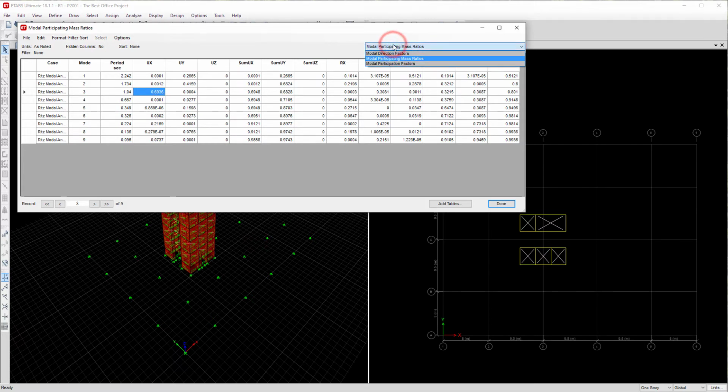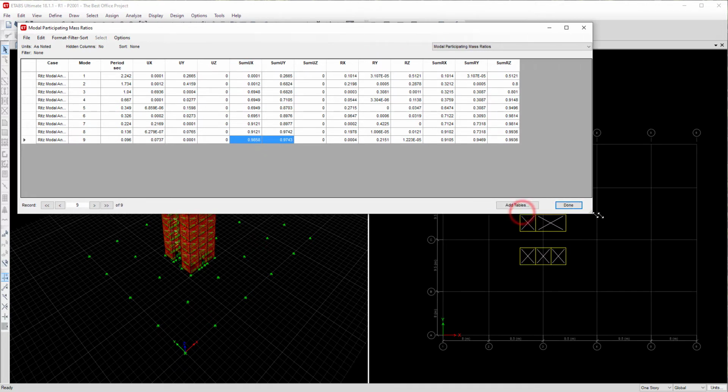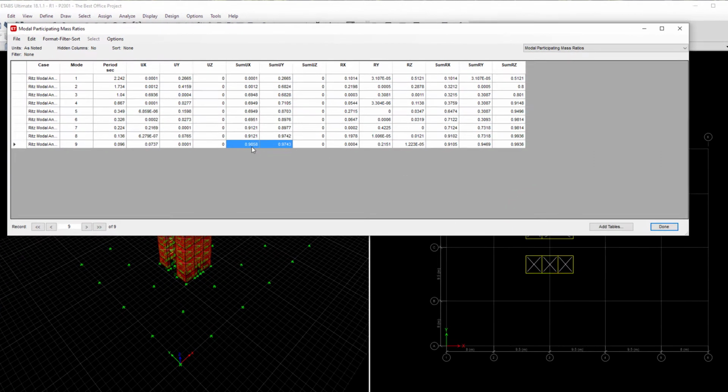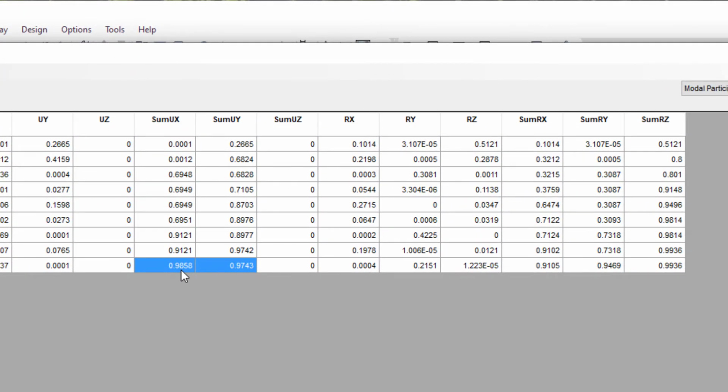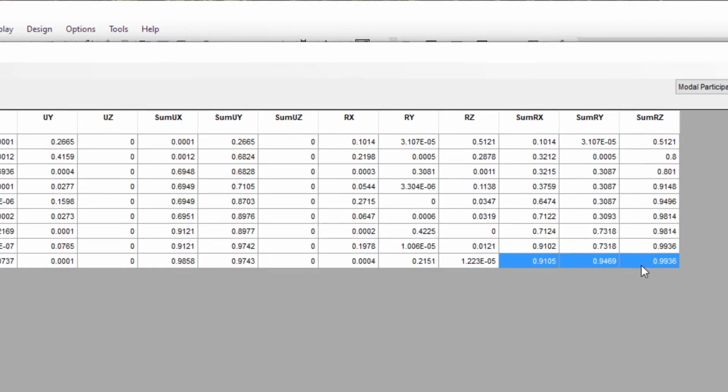Now, if we switch on to actually look at the sum of these weightages, we can see that they increase with every mode until the last mode, where they reach the total that was accumulated with all the analysis modes that we've done. The code specifies that at least 90% of the modes are considered. And we can see here that we've achieved 98% in the X, 97% in the Y direction. And the other important one is the torsion. We have actually achieved 99% in the torsional direction.